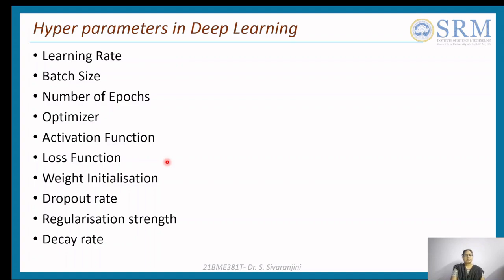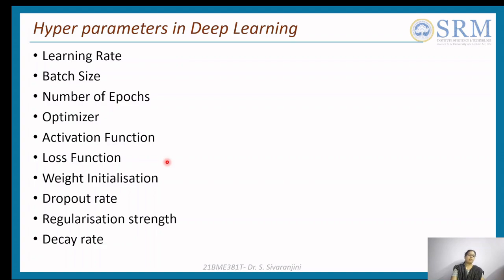Next one is the activation function. We have seen in the previous video what these activation functions are, why they are required, and the types of activation functions such as sigmoidal, tanh, and ReLU, and the final output activation function called softmax. It introduces non-linearity. So next one will be the loss function.